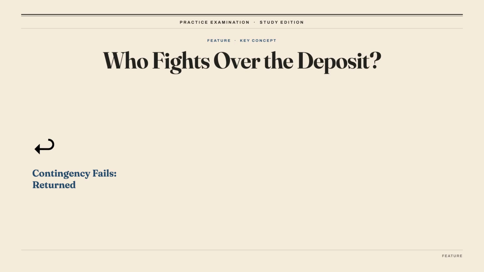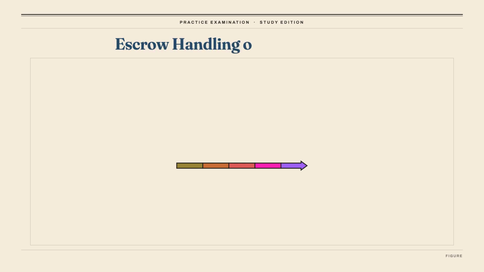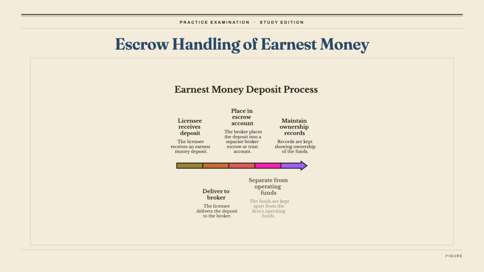If a contingency fails through no fault of the buyer, the deposit is returned. If the buyer defaults without excuse, the seller typically retains it, and if the parties disagree, the broker simply holds the funds until they agree in writing or a court decides. Handling is where license law enters.